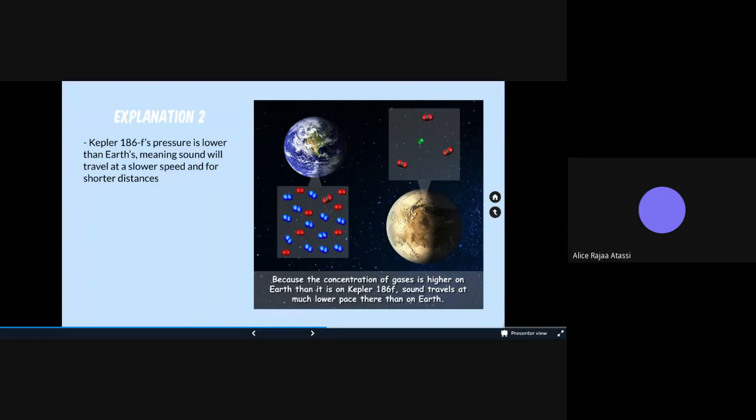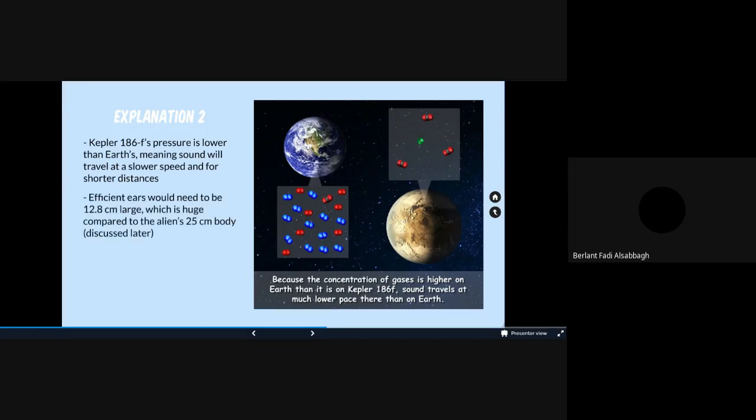This is because the more tightly packed molecules are to each other, the faster and easier sound will be able to travel. In Kepler-186f, the pressure is lower than on Earth, and this means that the sound will travel at a slower speed and for shorter distances. The expected solution is to enlarge the alien's ears. Let's do some calculations. Having double the pressure would mean double the moving speed. This means the ear should be twice as big to be efficient.